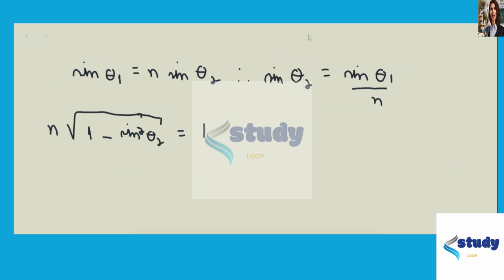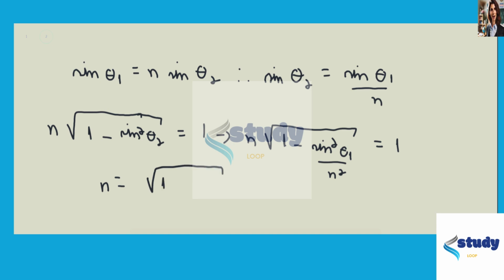So this is the equation that we got from the refraction at Q. And we can use now the information from refraction at P to write it in terms of the incidence angle. So this is n square root of 1 minus sine square of theta 1 divided by n squared equals 1. And we can square both sides and solve for n. So n is equal to square root of 1 plus sine square of theta 1. We achieve what we wanted: we want to write the index of refraction in terms of theta.